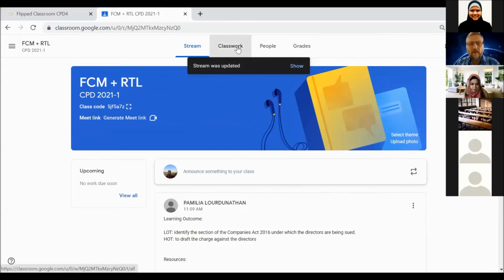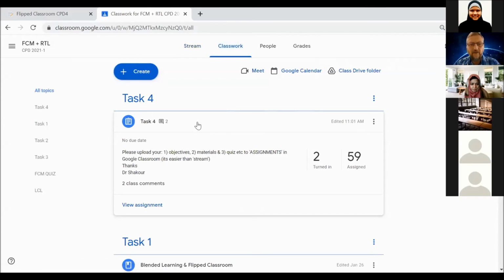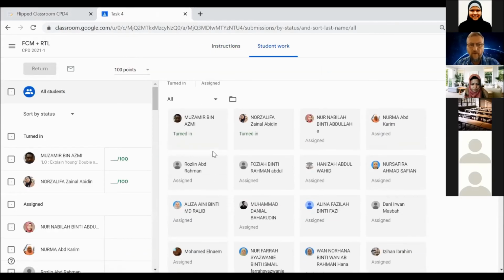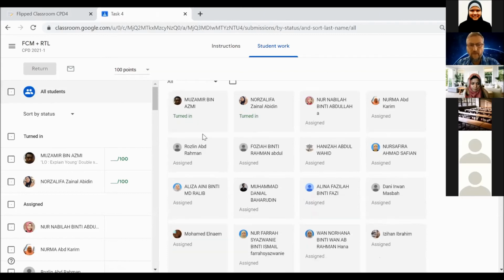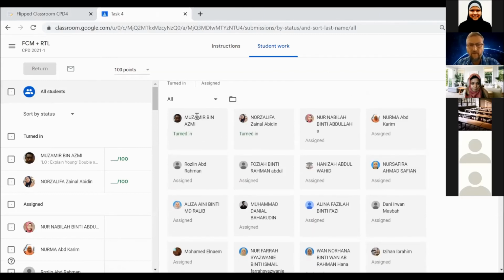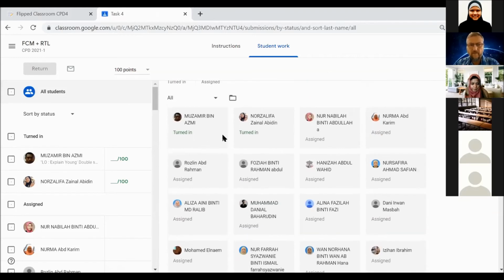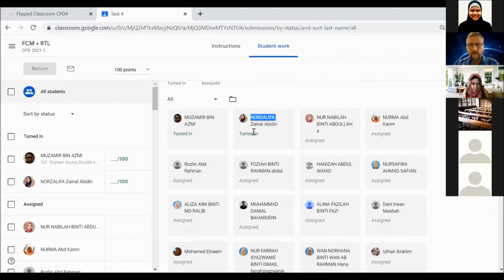And if we go to the classwork, because I also opened the task, we have a couple of people there who have submitted something. Let's have a look at what they have, if we can. It says turned in, but when I click on it, nothing's happening.